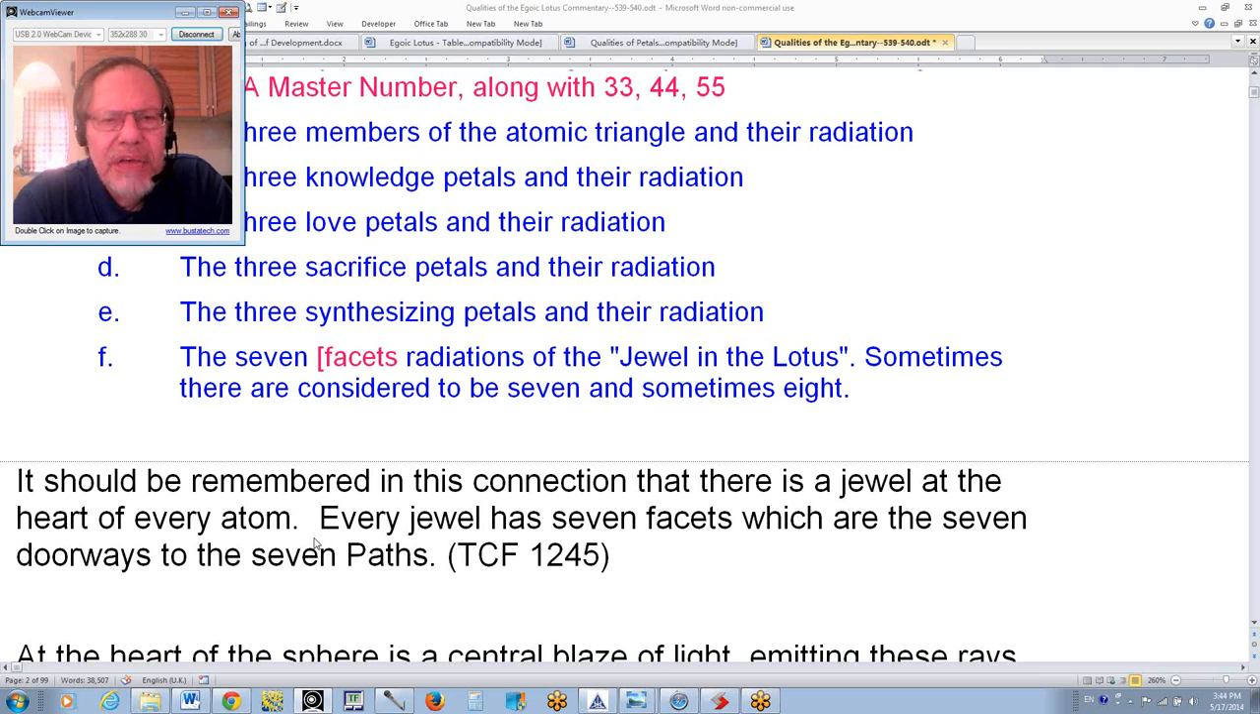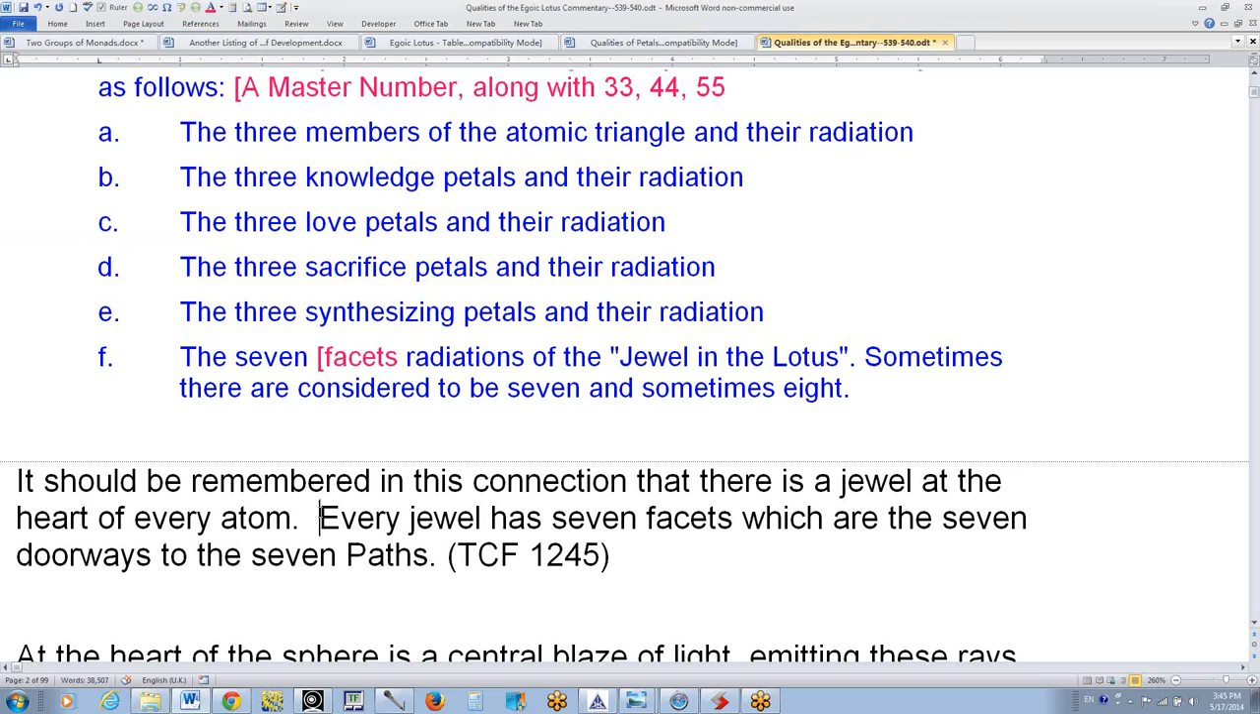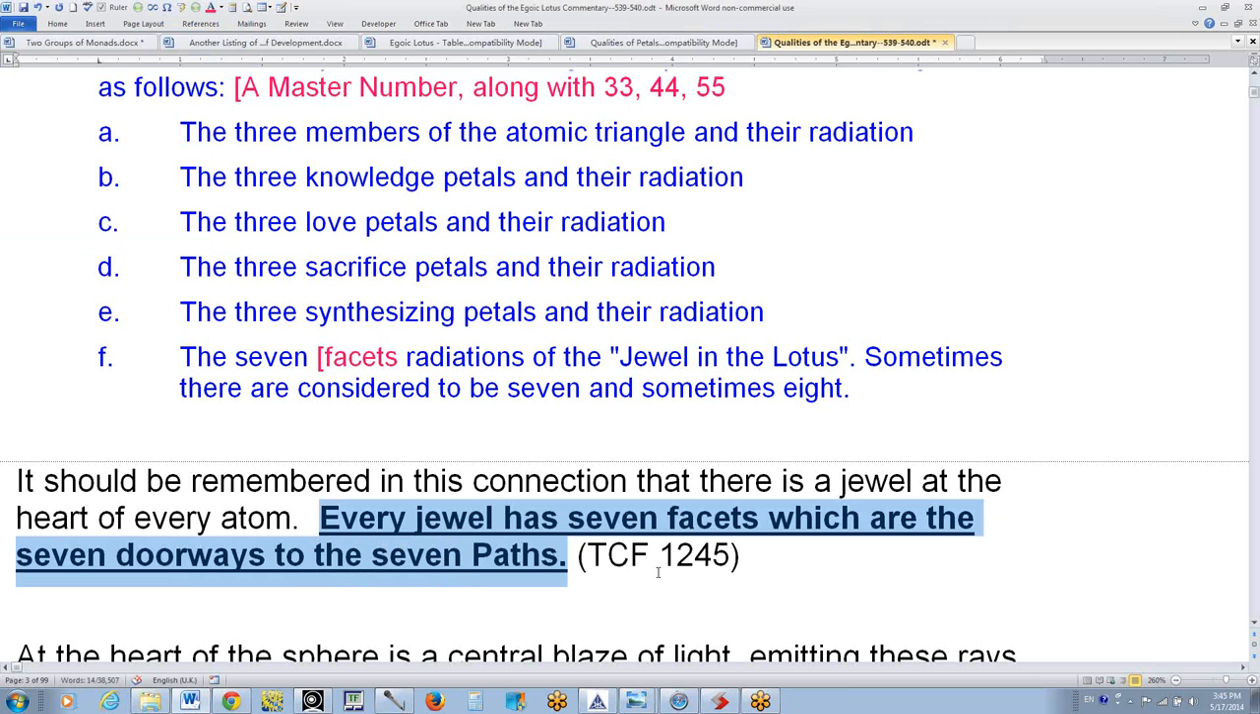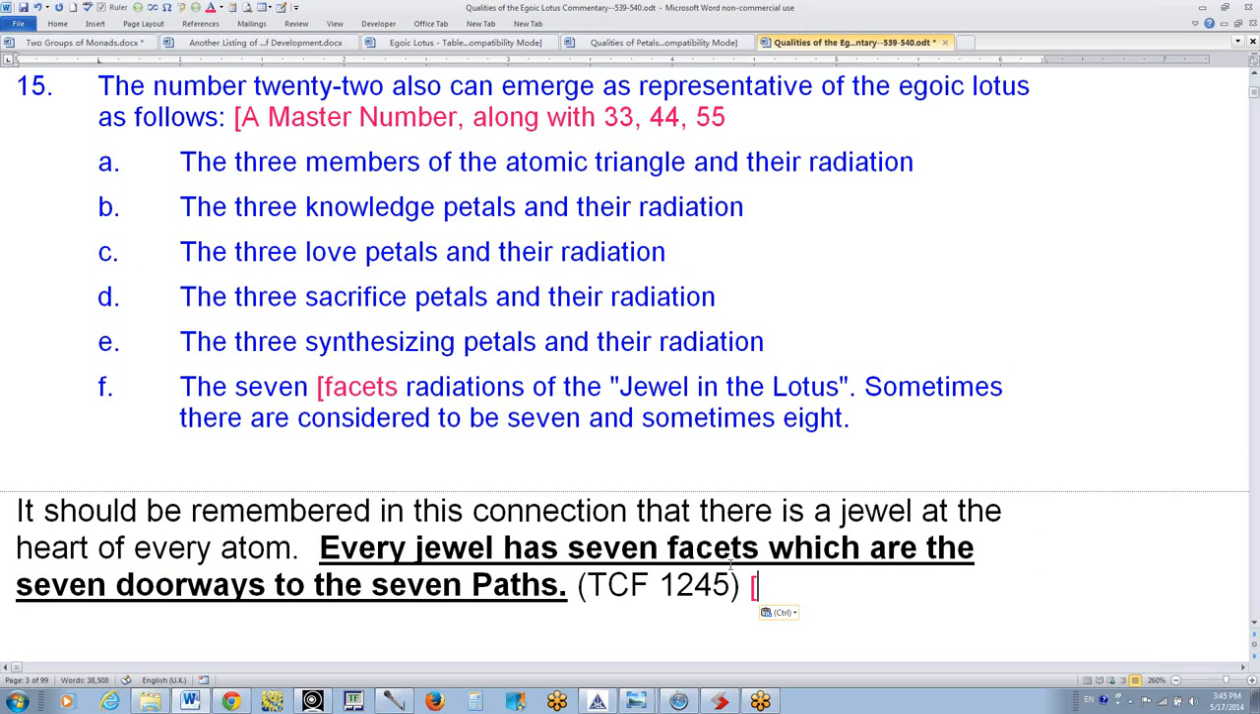Here is something from Cosmic Fire 1245. It should be remembered in this connection that there is a jewel at the heart of every atom. And remember, an atom is not just an atom of substance. An atom is a man, an atom is a planetary logos, a solar logos, and on, the different logoi. Every jewel has 7 facets, which are the 7 doorways to the 7 paths, and this would be especially so of the monad.